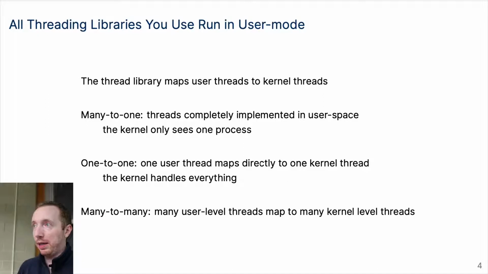And then there's many-to-many, which is kind of weird and is something they did in the past that's not really used now. It's a bit complicated, and we'll see a better way to do that. Many-to-many just means that many user threads can be mapped to many kernel threads. It's not exactly a one-to-one correspondence, and it's not exactly many-to-one. It's somewhere in between.